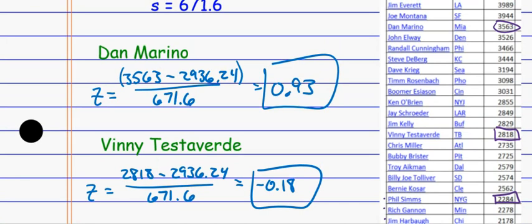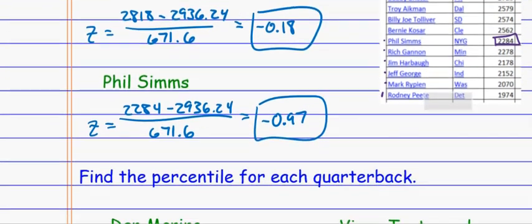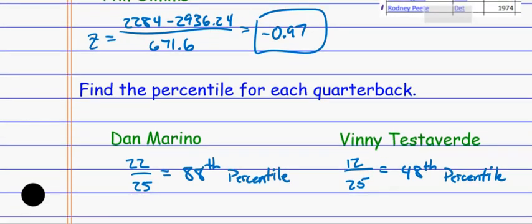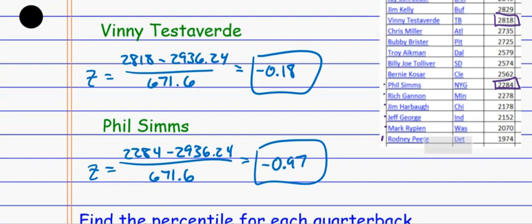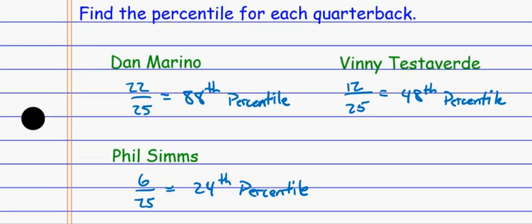Percentiles measure like the median. Z-scores measure in terms of the mean, okay? Vinny Testaverde was said to be slightly below average, and look at that, 48th percentile, which is just below that 50th mark. And then Phil Simms, we said, was well below average, and look at that, 24th percentile represents something that is fairly well below average, okay?